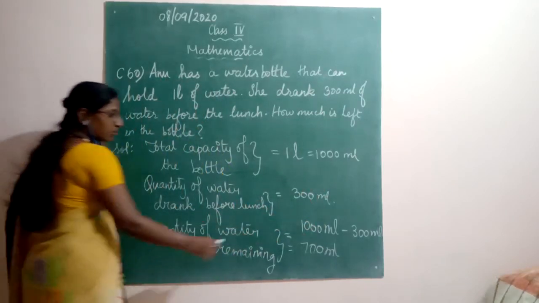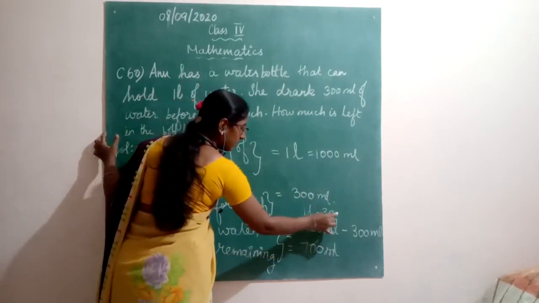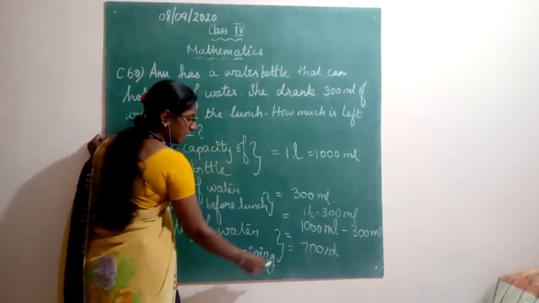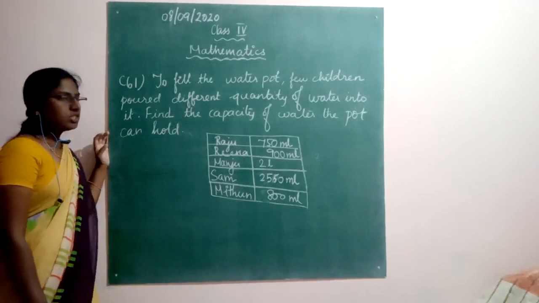Is it clear? So before writing this step, you can even write 1 liter minus 300 ml, and that will be equal to 1000 ml minus 300 ml, and that will be equal to 700 ml. Is that clear? This is the next question.